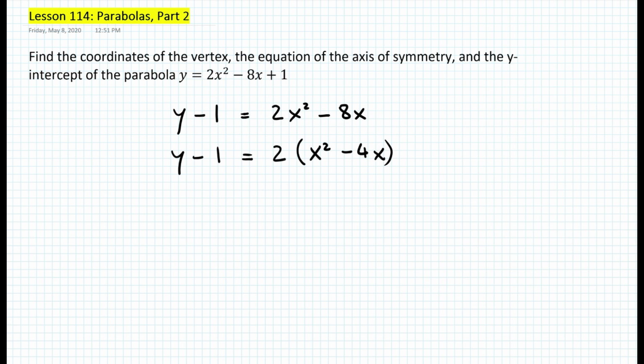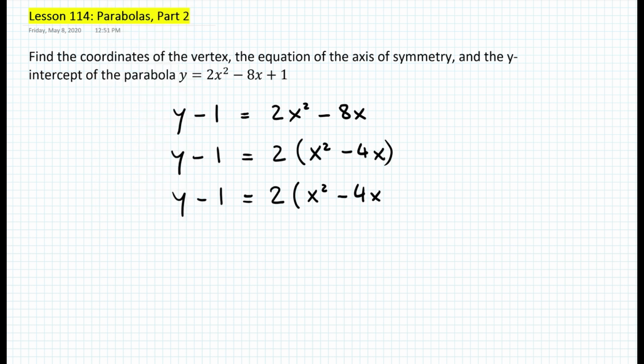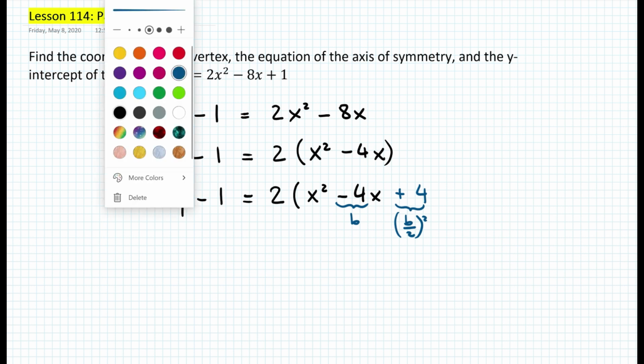And now we want to complete the square. So here we do y minus 1 is equal to 2. And here we write x squared minus 4x. And what do we want to add here? So as we learned in the previous video, we want to add 4. Because this here represents the b, and this one will represent b over 2 squared. Okay, so that's how we complete the square.